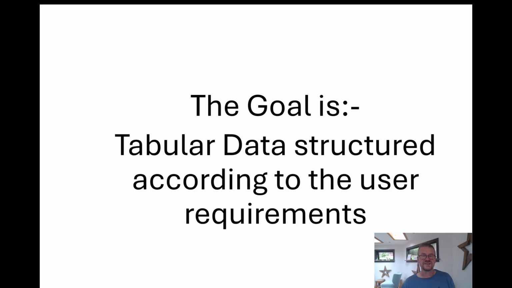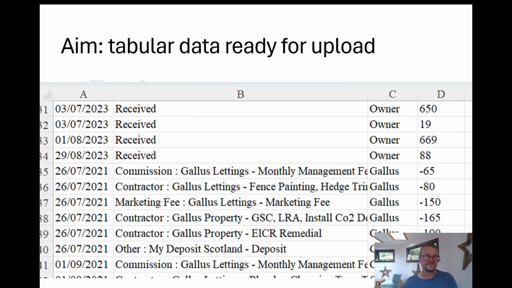The goal is to get some tabular structured data, and it needs to be structured according to the user's requirements. So this is the tabular data that I need for uploading data into Arthur. If you're using, for example, Xero Free Agent, or maybe you're just keeping the data in a spreadsheet, you'll probably need a slightly different format. But it's nice and tidy, tabular data, no gaps in the rows or columns, everything's populated, and so on.